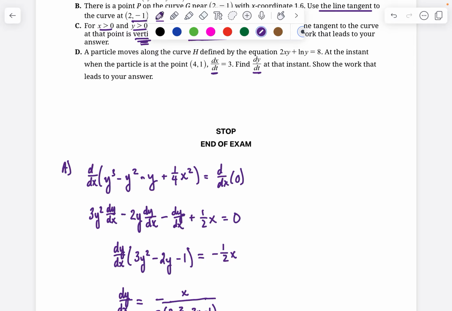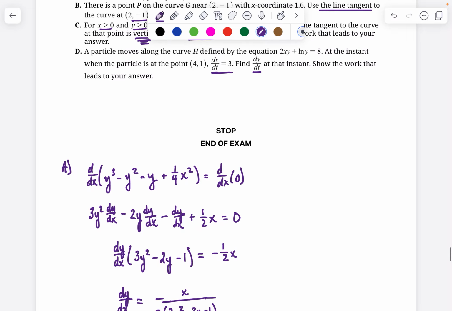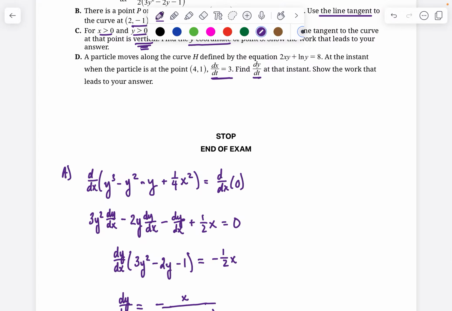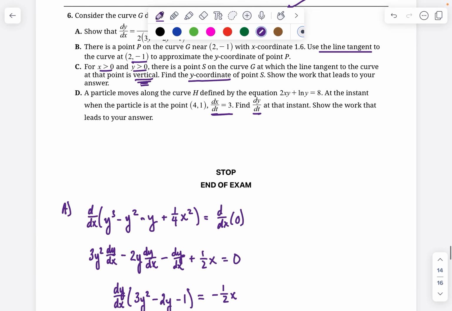So we have an implicit differentiation again, but this time it's with respect to time. So it's like a related rates problem, right? They've given us that this particle is moving at dx dt equals 3. So that's the rate it's moving in the x direction. We need to figure out the rate it's moving in the y direction. And so we've got the equation 2xy plus the natural log of y equals 8.